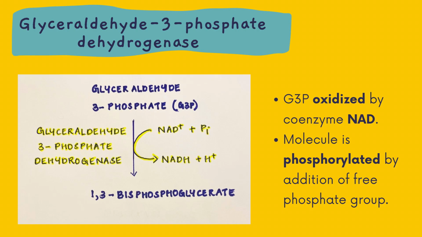In the next step, two main events are taking place. Glyceraldehyde 3-phosphate is oxidized by the coenzyme NAD, nicotinamide adenine dinucleotide, and the molecule is phosphorylated by the addition of a free phosphate group. The enzyme that catalyzes this reaction is glyceraldehyde 3-phosphate dehydrogenase. The enzyme allows NAD molecule to pull a hydrogen off the glyceraldehyde 3-phosphate, converting NAD to NADH. The phosphate group then attacks glyceraldehyde 3-phosphate molecule and releases it from the enzyme to yield 1,3-bisphosphoglycerate, NADH and a hydrogen atom.